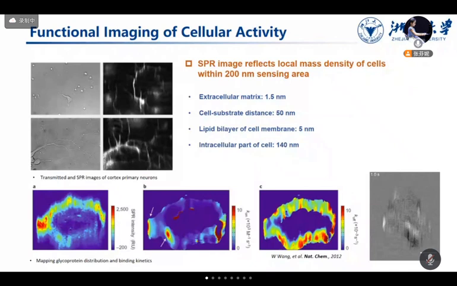So we also have done some functional imaging. We're trying to resolve the single action potentials along the neurons. In the image on the left, you can see cortex primary neurons. We can see the structure of neurons. I forgot to put a video here. Actually, we can see how the action potential is propagating along the axons. It's also very interesting. If you want to know more, you can check the papers. We have papers already published on this part.